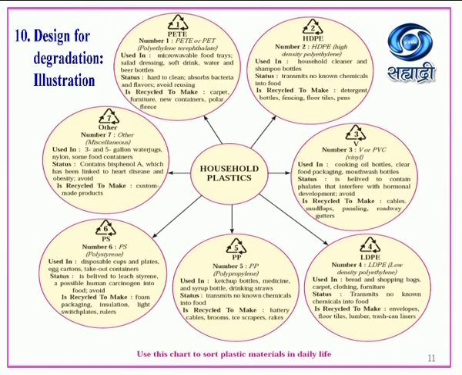Then the last one, resin code number 7, other. Other means miscellaneous. Used in 3 and 5 gallon water jugs, nylon, some food containers. Status: contains bisphenol A, which has been linked to heart disease and obesity. Avoid it. Is recycled to make custom-made products. Okay, so these are the household plastic materials.